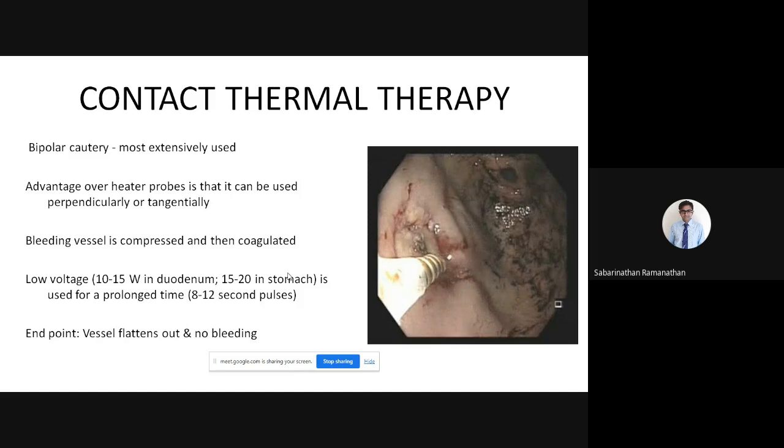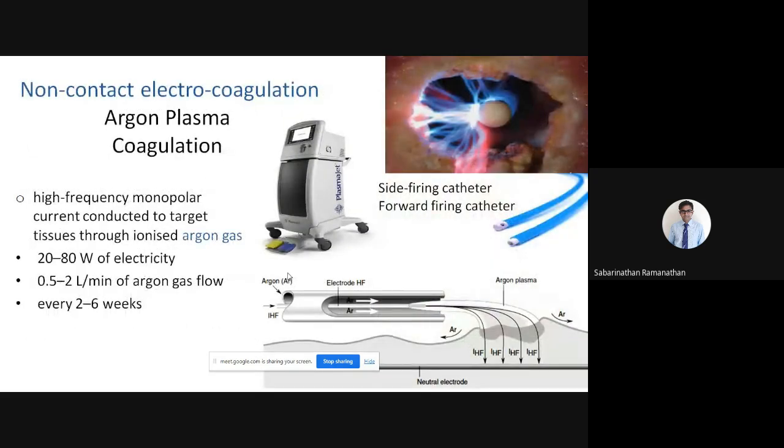So this is called a contact thermal therapy. The next one is argon plasma coagulation. This is a non-contact electrocoagulation. We have got a side firing catheter and a forward firing catheter. The high frequency monopolar current is conducted to target tissues through an ionized argon gas.